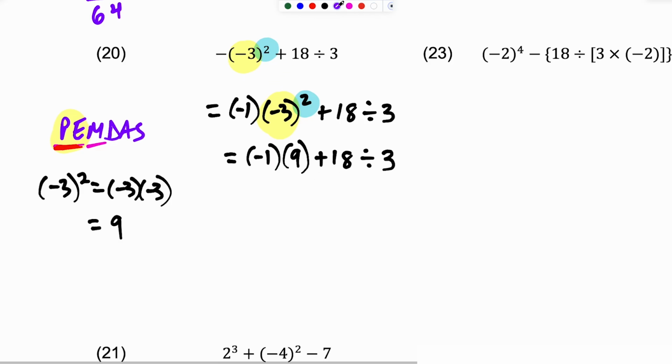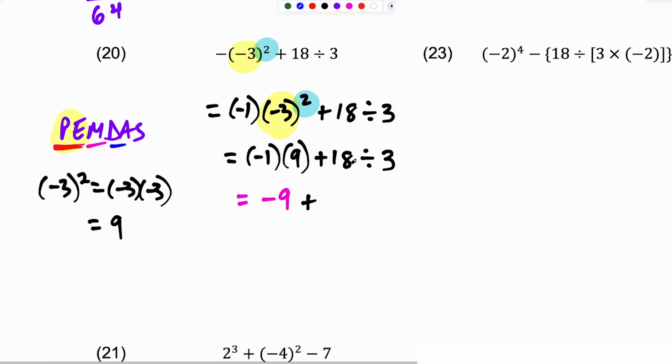So let's go ahead and multiply first. -1 times 9 is -9. A negative times a positive is a negative. And then we could do division next. The division we have here is 18 divided by 3. But these two parts are attached by addition. So when we divide 18 by 3, that's going to go after the plus sign here.